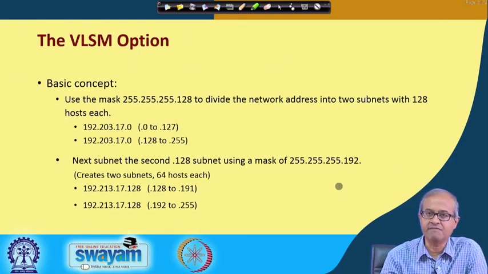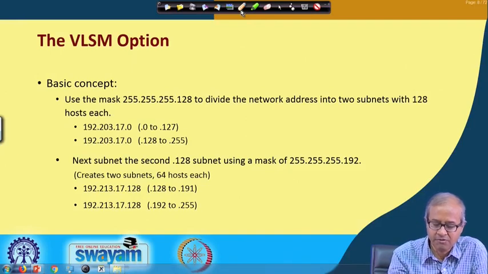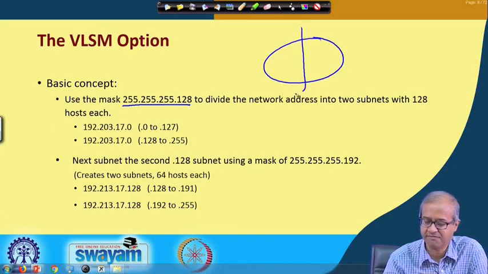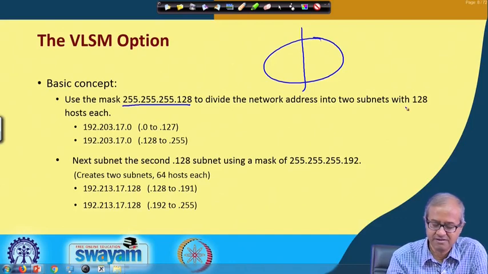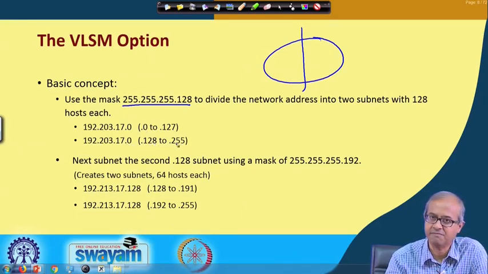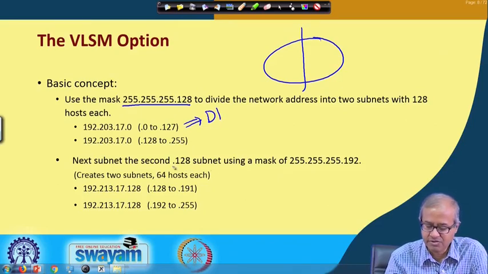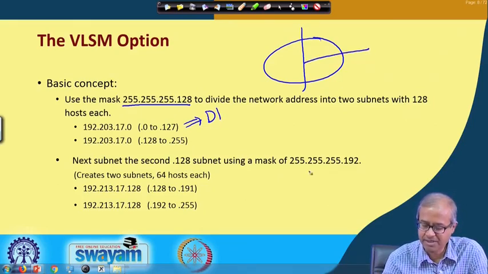So, let us look at the VLSM option now. With VLSM, what do you do? First we use this mask to divide the whole network into half, 2 subnets with 128 hosts each. The first one will have host numbers 0 to 127, the second one will have host numbers 128 to 255. Then the first one I assign to D1, the larger one. The second one, I again divide into half by using another subnet mask.